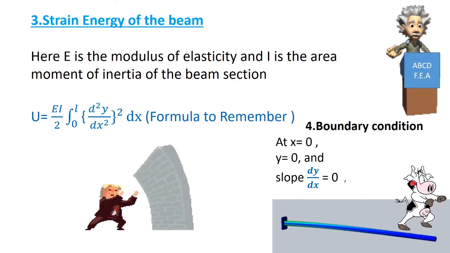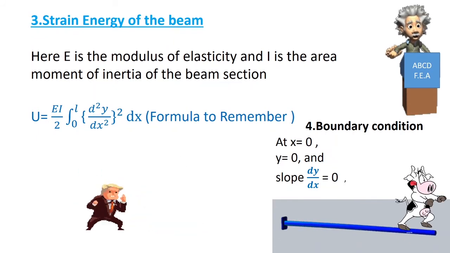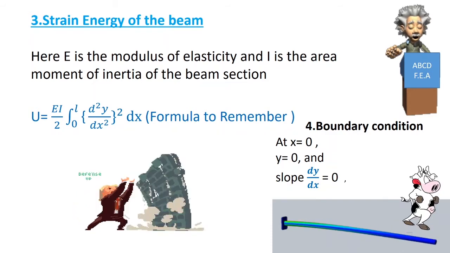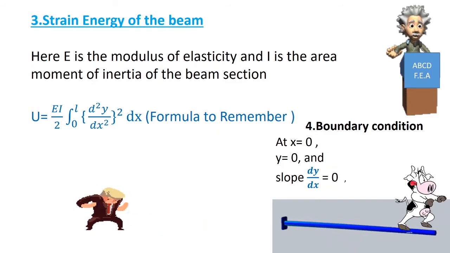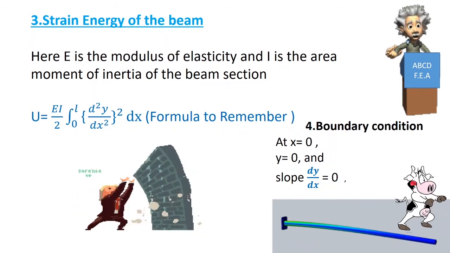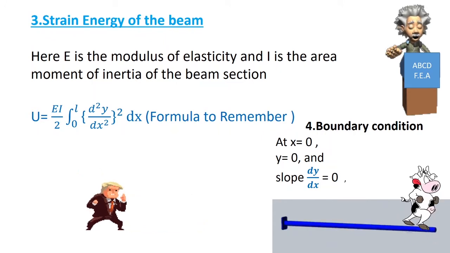Now if you see the cow at the end where the cow is dancing, the deflection is too high. However, at the fixed end there is no deflection and the slope is also 0. So both deflection as well as slope are 0 at the fixed end. So this will be the boundary condition of the system.